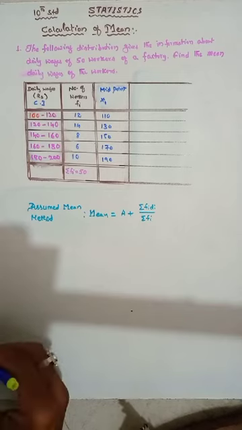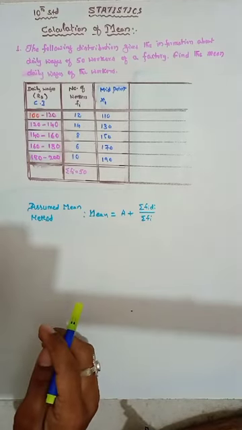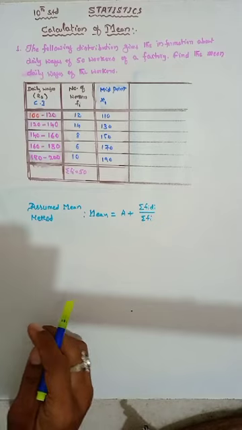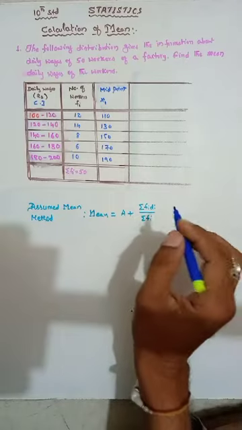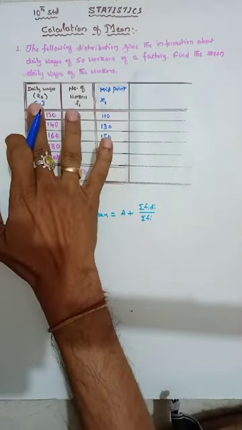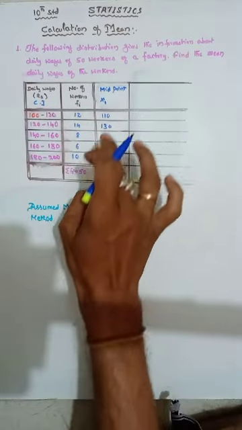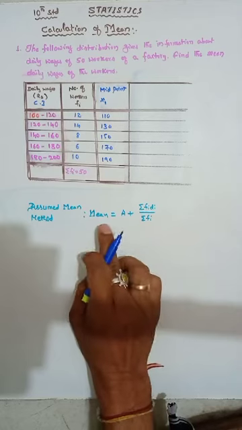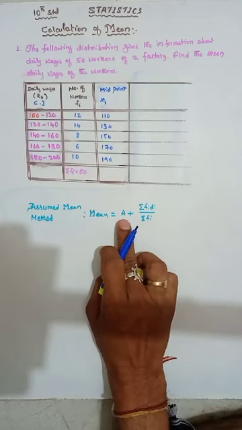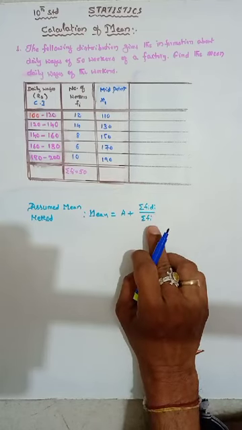Now let us go for the assumed mean method. You can use either of these two methods. Okay, don't write them together, you have to write them separately. Now here you see, these two columns will remain the same. Of course, you find the midpoint of the class interval as in the previous process. Now, in the formula you can see the assumed mean A: A plus sigma fi into di by sigma fi.